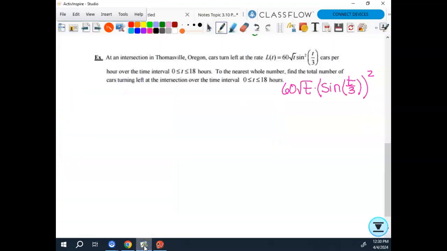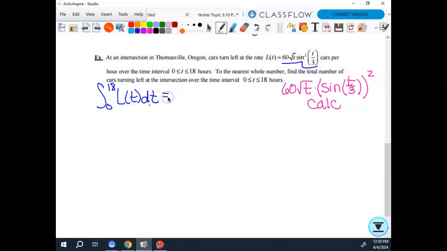And then, so this is for the calculator. You don't actually have to write that down. But here's what you do have to write down. We're going to integrate from 0 to 18 of L of t dt. Again, you could write this instead of L of t, but if you have a copy error there, that's real bad for you. And don't forget your dt.